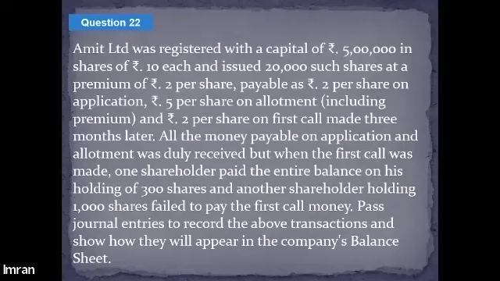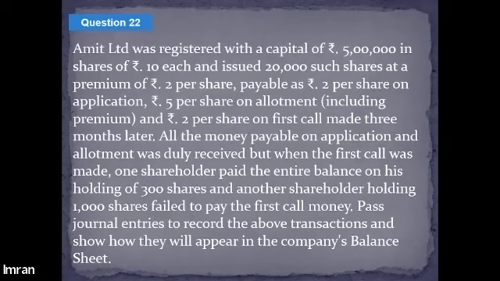It says Amit Limited was registered with a capital of rupees 5 lakh in shares of rupees 10 each, issued 20,000 shares at a premium of 2 per share, payable as rupees 2 per share on application, 5 on allotment, including premium, 2 per share on first call, made 3 months later.